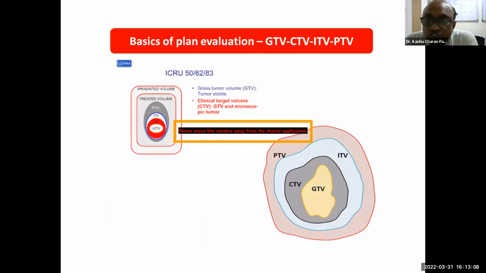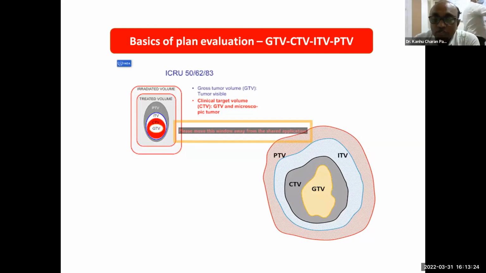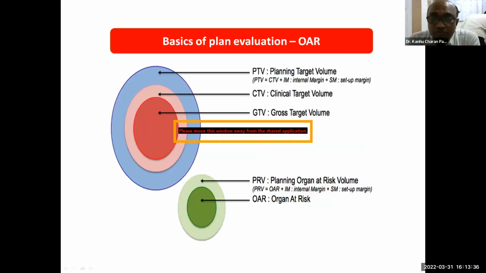The GTV, CTV, ITV, PTV concept is given by ICRU 50, 62 and revised in 83. CTV is the microscopic volume, ITV is the motion, PTV is the setup error and motion. This is not a big thing, you do all these things in day to day practice. GTV is gross target volume, CTV clinical target volume, PTV planning target volume, and PTV contains CTV plus internal margin and setup margin.